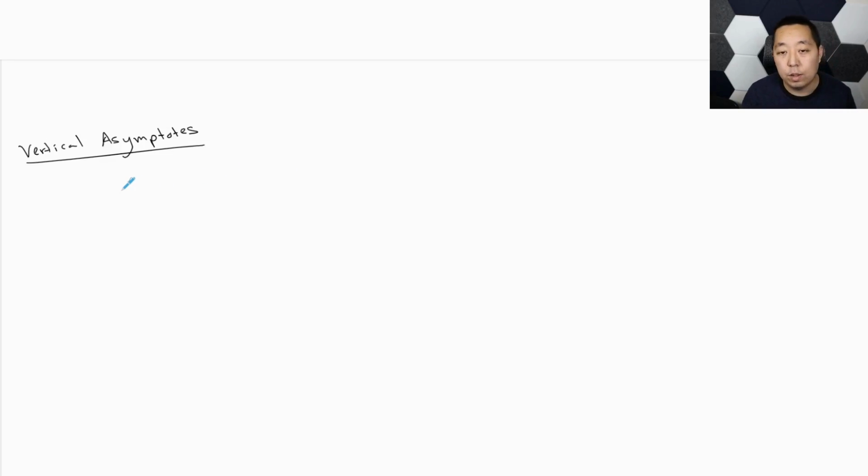So let's take a look at how limits are related to vertical asymptotes. Suppose I have a function like x plus 3 over x minus 1. Now, what did we do in pre-calculus? What you learned was a rule that vertical asymptotes occur when the denominator equals 0. So in this case, that's x equal to 1.